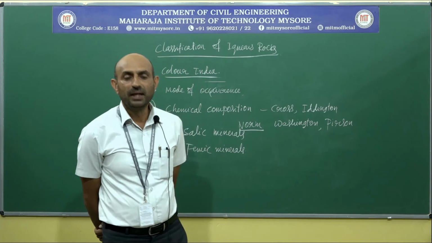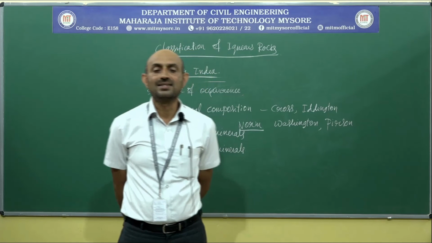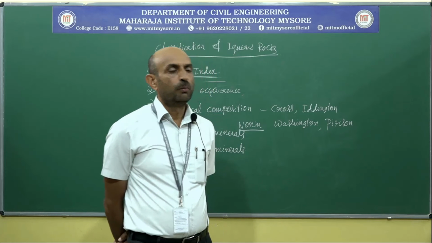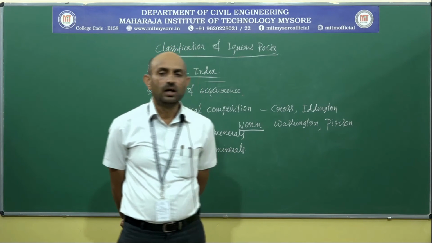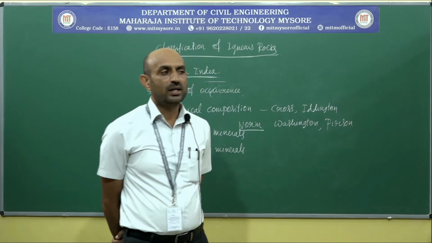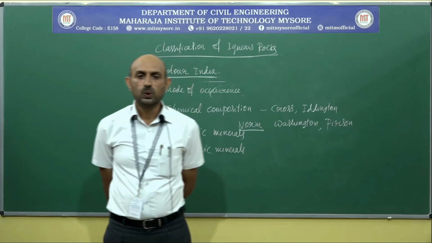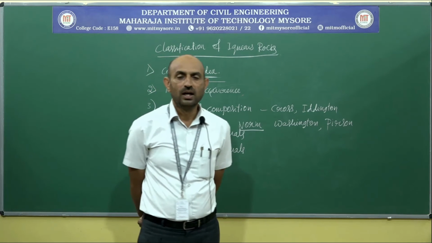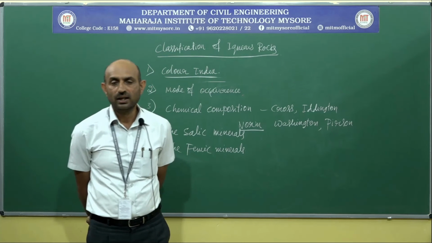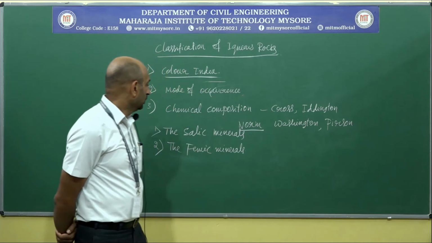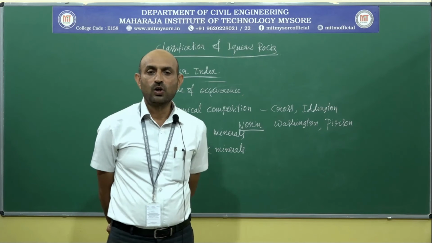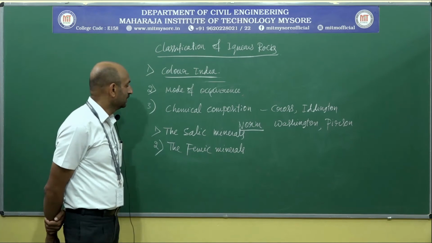What are Salic minerals? Salic minerals are acidic minerals, minerals which are rich in potassium, sodium, alumina, etc. The Salic minerals are quartz, orthoclase feldspar, albite, anorthite, zircon, corundum, halite, etc. When the rocks are formed of these minerals, then they are called Salic minerals.